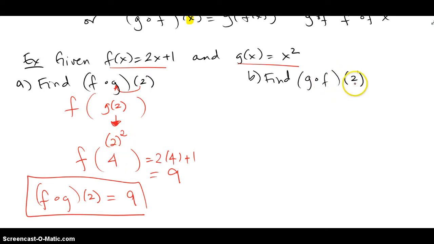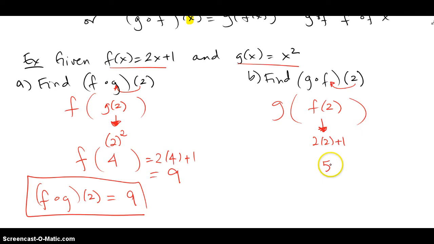Since f is closest to 2, f is going to grab the 2 first. So now all I have to worry about is f of 2, and then later g is going to come and grab whatever that is. F of 2, no big deal. I take it and I go inside the f function. So 2 times 2 plus 1, that's 4 plus 1, which is 5. So f of 2 is really 5.